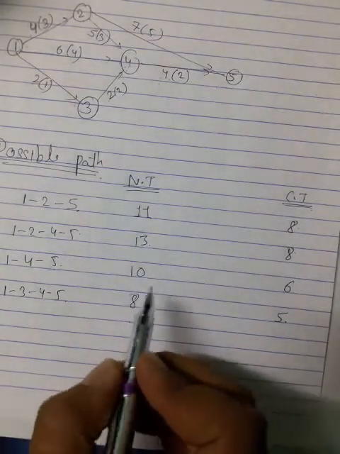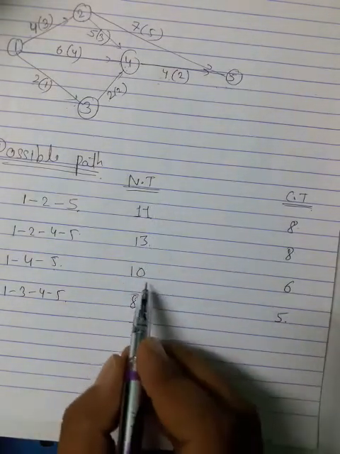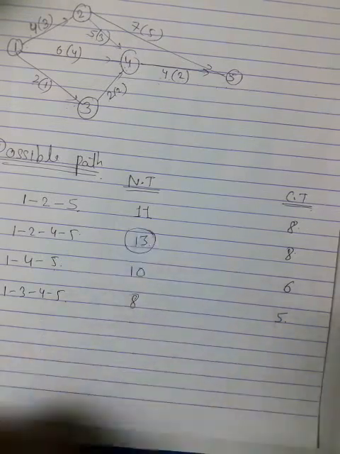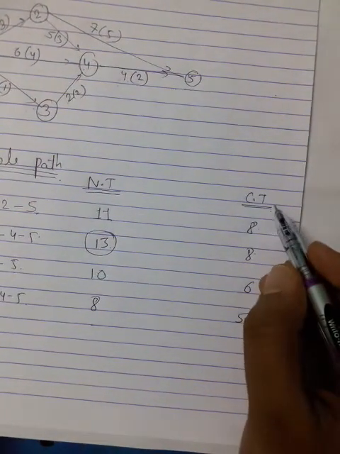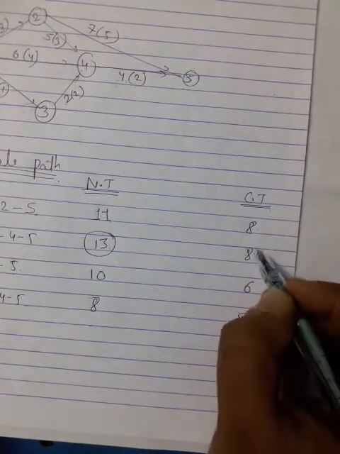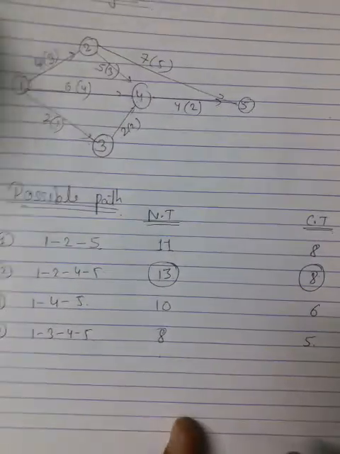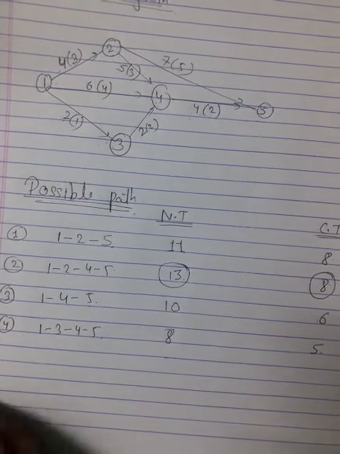Now you have to circle the maximum value from the normal time. Maximum value is 13. And in the crash time also you are having maximum value 8. Now moving to the next step. In that you have to make one column, that is important.